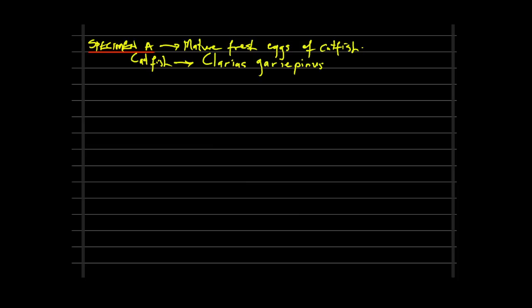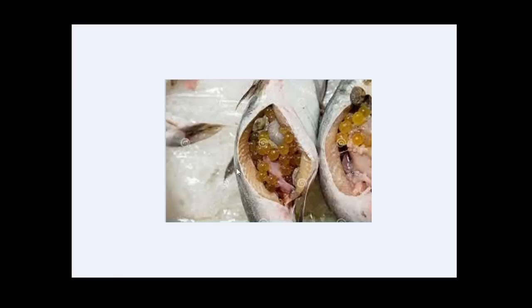So if we look at this particular picture here, we have the catfish having the eggs inside it. This is a mature catfish having the eggs inside it. So that is what the eggs of the catfishes look like.